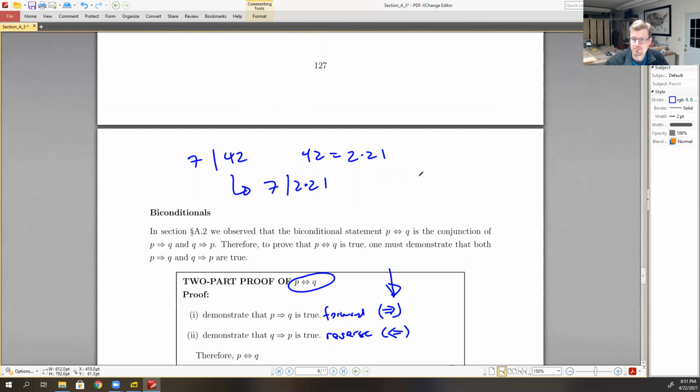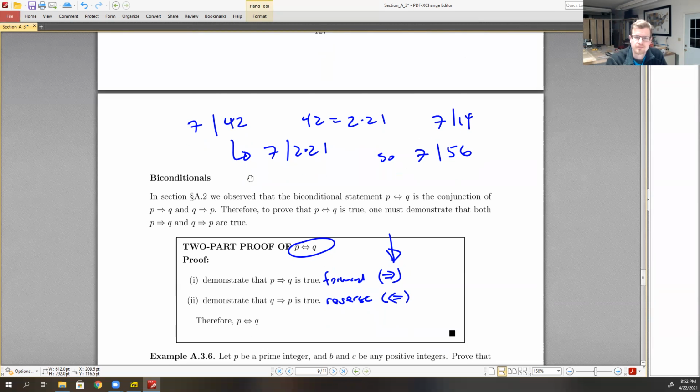And of course, if we were to build it up the other way, notice that 7 divides 14. So 7 divides any multiple of 14. Let's say 4 times 14. See, 4 times 10 would be 40, 56. There we go. Cool. All right. So forward direction, reverse direction.